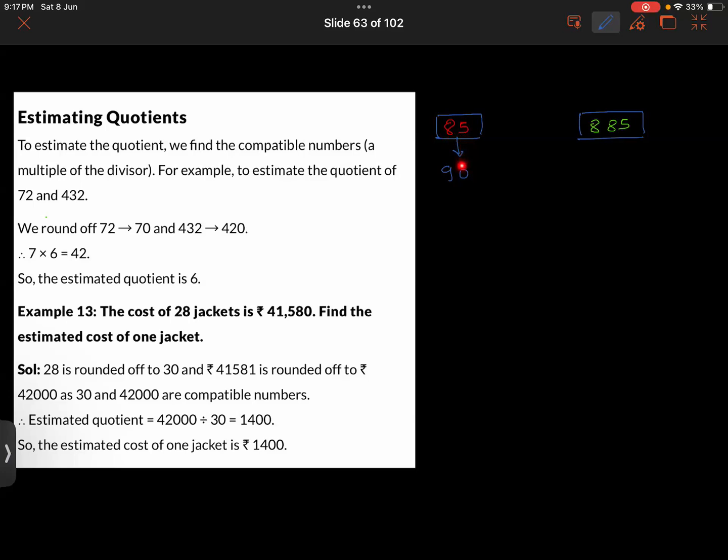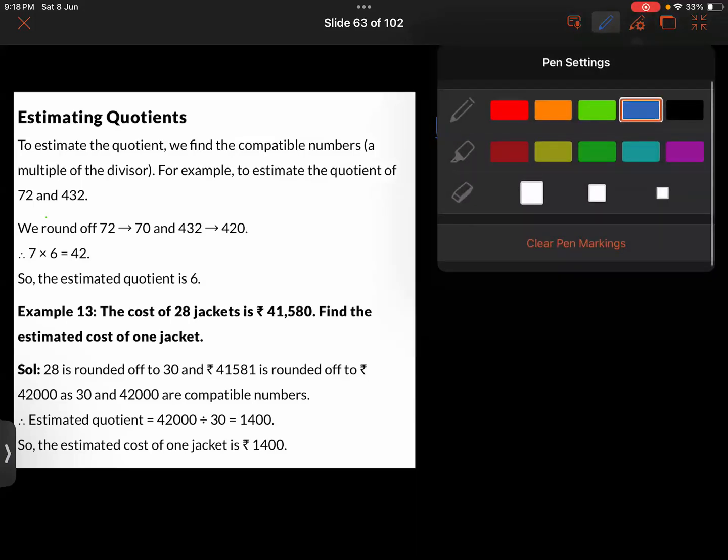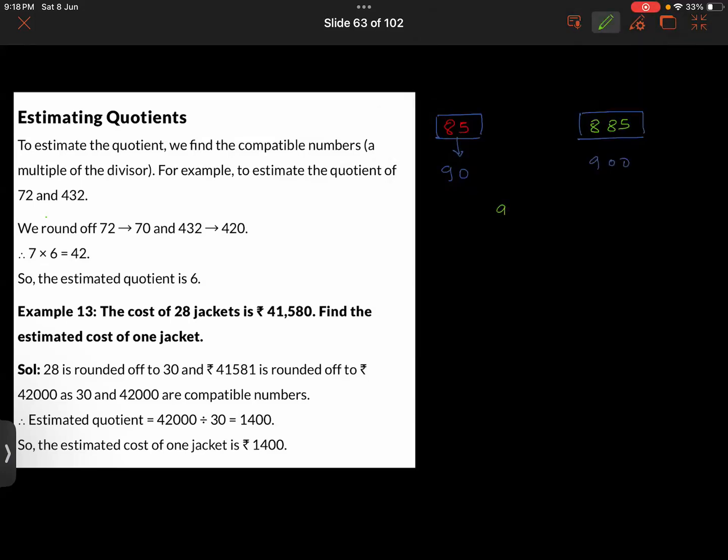Getting it now? Okay, what about 885? Round this number also to the nearest 100, so that becomes 900. Then you can clearly say that the quotient is going to be 10, right? So 90 tens are 900. You can simply find it out. The remainder is going to be 0.